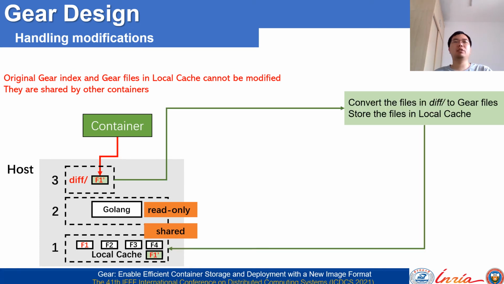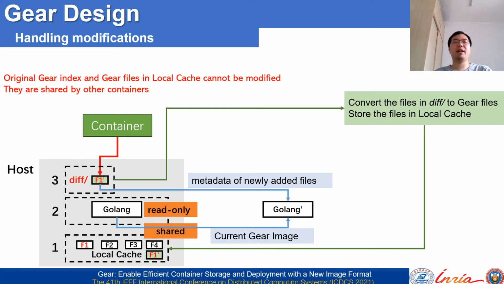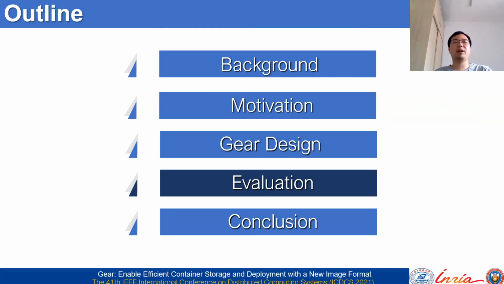If we want to commit the container as an image, GEAR first instructs the files' contents in diff to construct GEAR files and then stores them to the local cache. Finally, GEAR combines the metadata of newly added files with the GEAR index of the current image to build a new GEAR index. Next part is our evaluation.